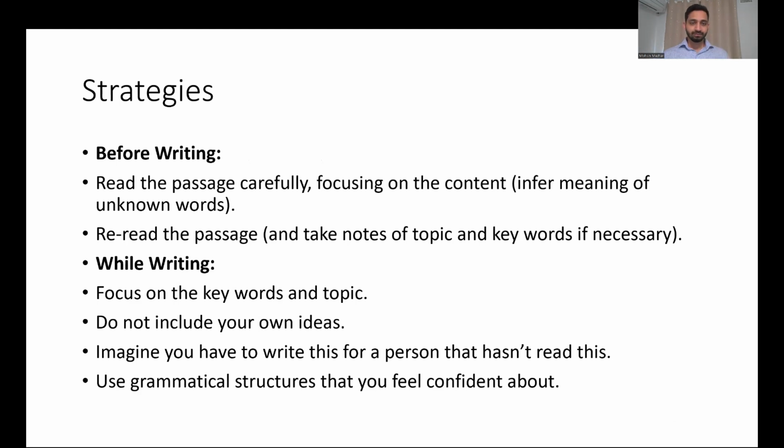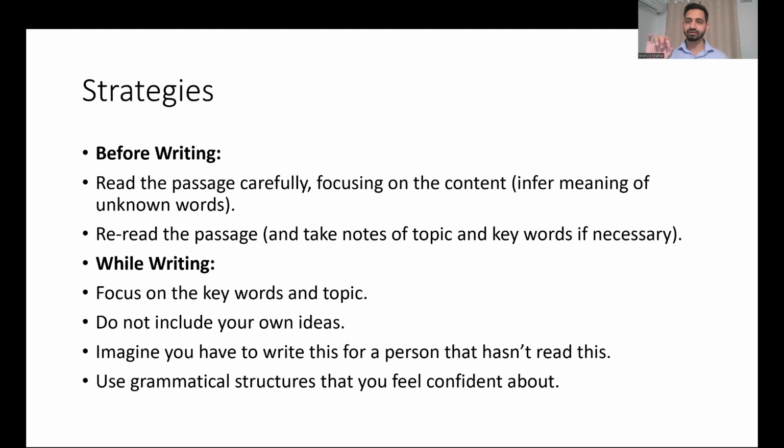Before you actually write the summary, you must read the passage very carefully. Focusing on the content, infer the meaning of any unfamiliar words. If you don't know the meaning of any word, you can infer the meaning by looking at the context. And reread the passage. So once you have read the passage once, you reread the passage and take notes of the topic.